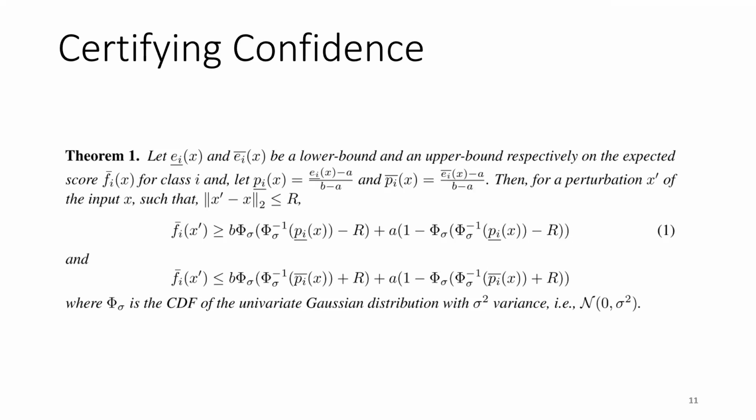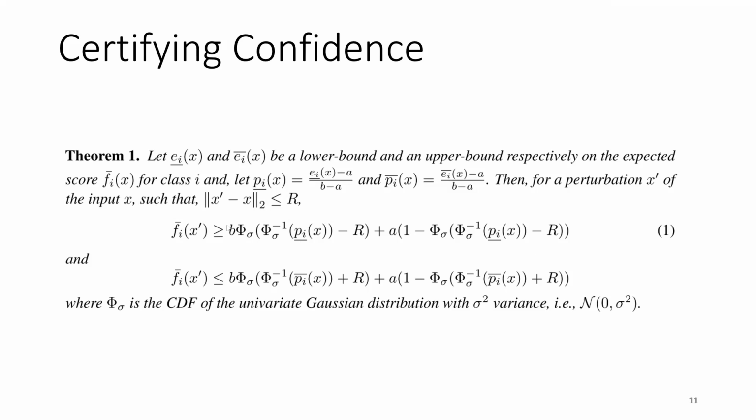And the main result of this paper is, if we let this EI be the lower bound of the expected score SI, and if we define TI as this EI minus A, the conclusion is, for any population X in the input, and we have the current X within this radius R, and we have the Fi X prime, it must be greater than this one.